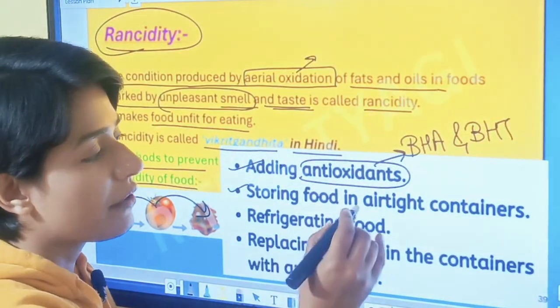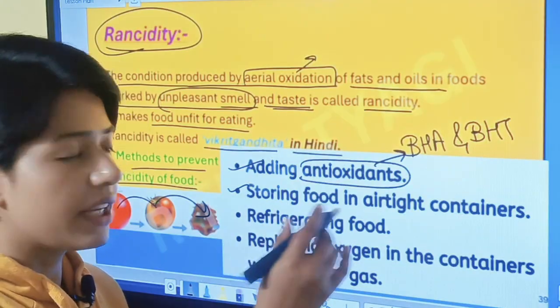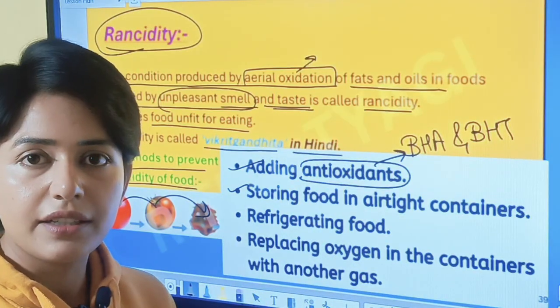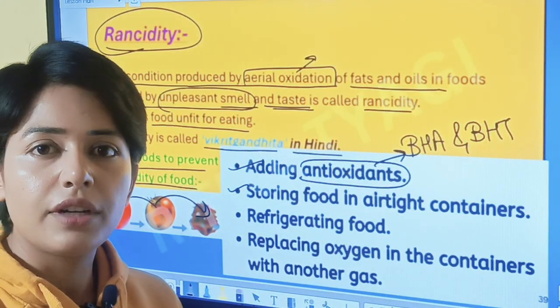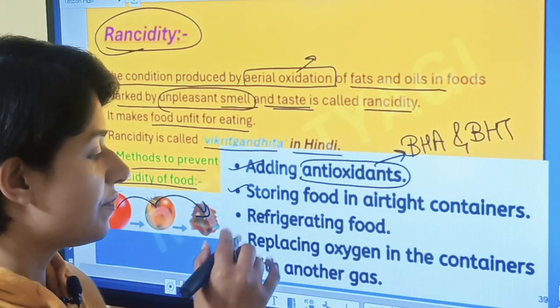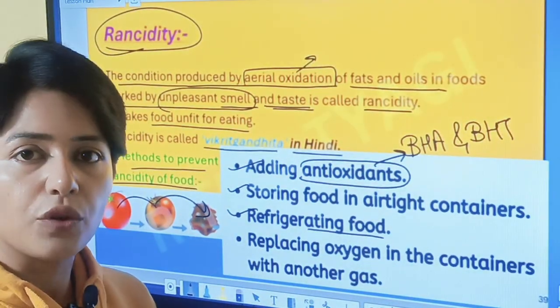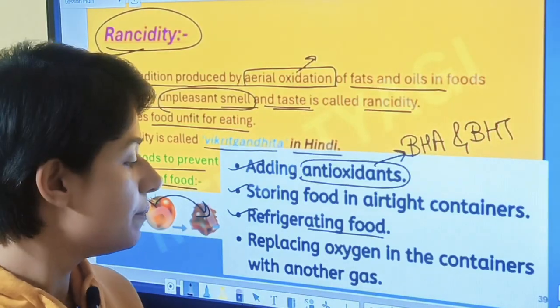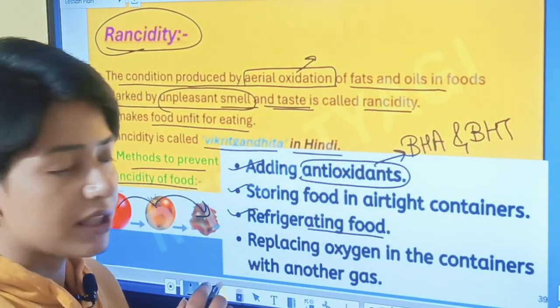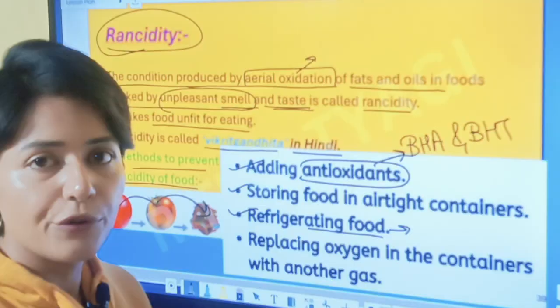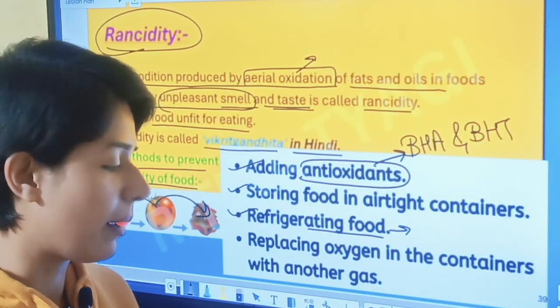Second is storing food in an airtight container. We can store food in an airtight container to prevent contact of oxygen with the food. Next is refrigerating food. We can also store the food in a refrigerator, means fridge, by lowering the temperature. Here, lowering the temperature prevents the food from rancidity for some time.